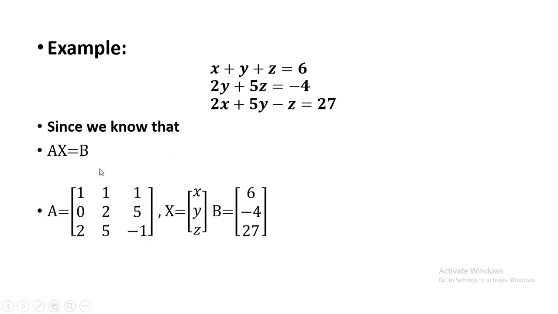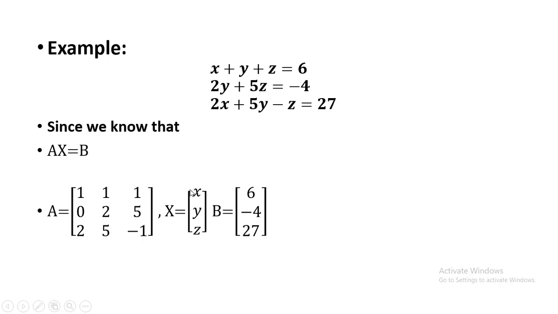If we wanted to write down the coefficient matrix by looking at these system of equations, see, my first row will be 1, 1 and 1. Second row there is no x, so 0, 2, 5. Third row 2, 5 and minus 1. So this is how I have written my coefficient matrix.